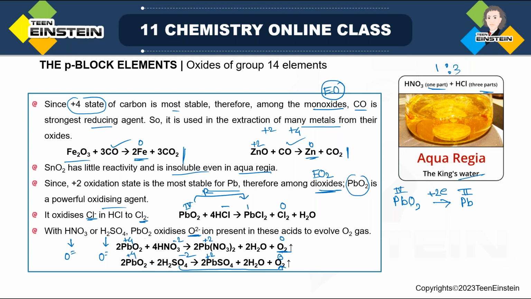So PbO2 will always have a tendency to be converted to the +2 state. It may be in different forms: nitrate, PbCl2, PbSO4, whatever it is. But if the oxidation state can somehow reach +2, it is reaching the stabler state. The +2 state is more stable for lead because of the inert pair effect.